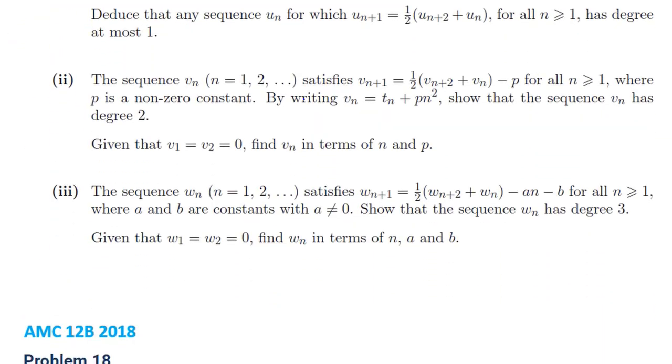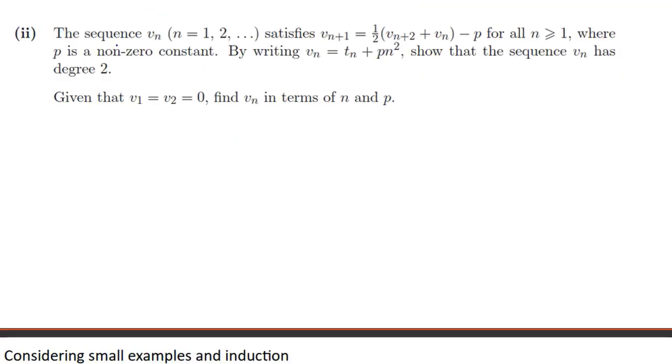Let's solve part 2. It says the sequence Vn satisfies Vn plus 1 equals 1 half Vn plus 2 plus Vn minus p for all n greater than or equal to 1, where p is a non-zero constant. By writing Vn equal to Tn plus Pn squared, show that the sequence Vn has degree 2. Given that V1 equals V2 equals 0, find Vn in terms of n and p. So first, let's solve the first part.